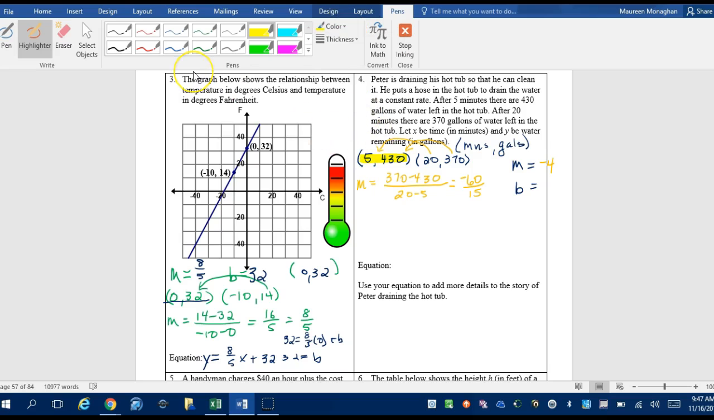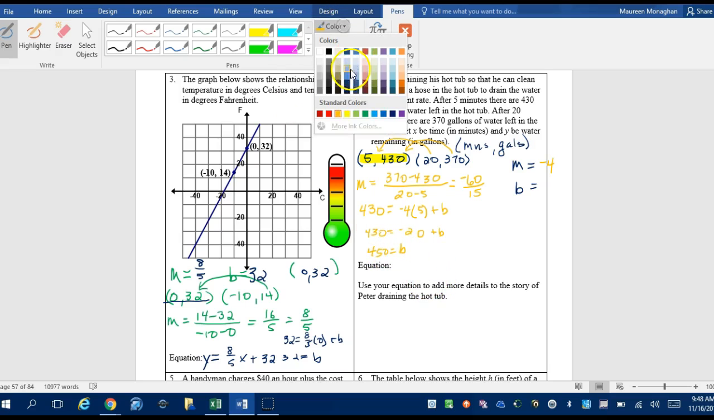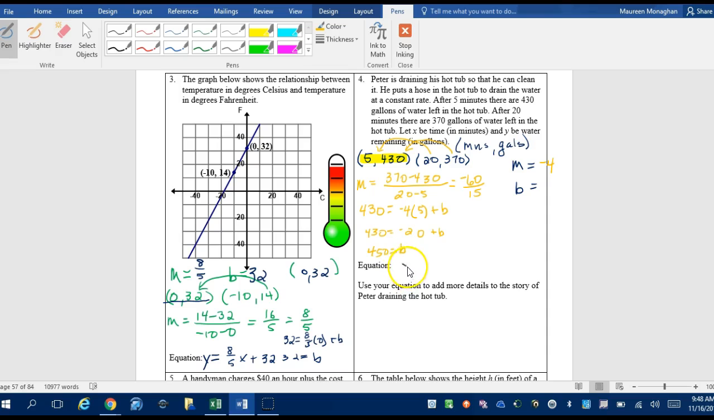Let's go green here, back to a pen. And that's going to be 430 equals slope negative 4 times x, which is 5, negative 20, plus b, so 450 equals b. So my final equation is going to be negative 4x plus 450. Use your equation to add more details to the story of Peter draining, okay?